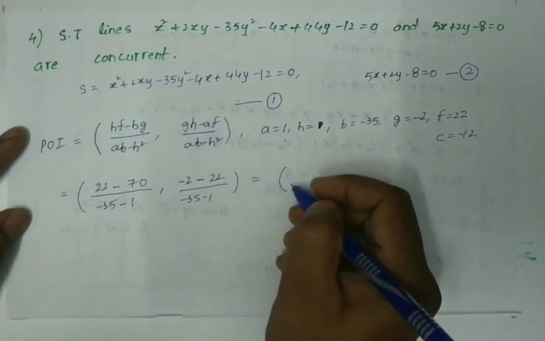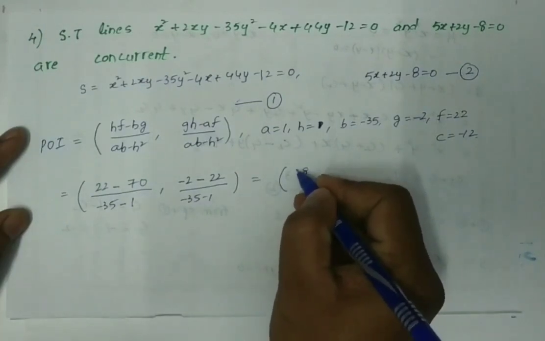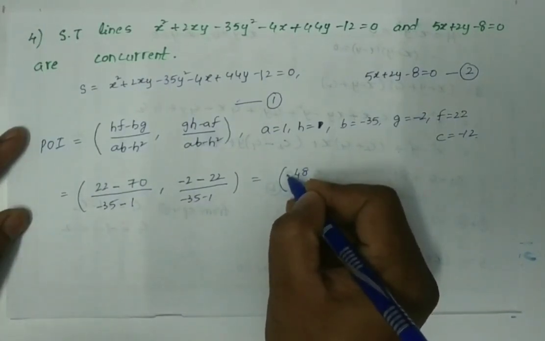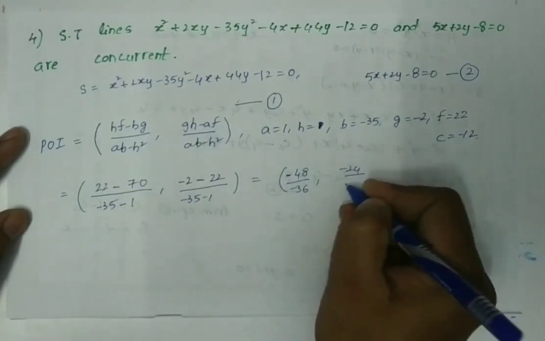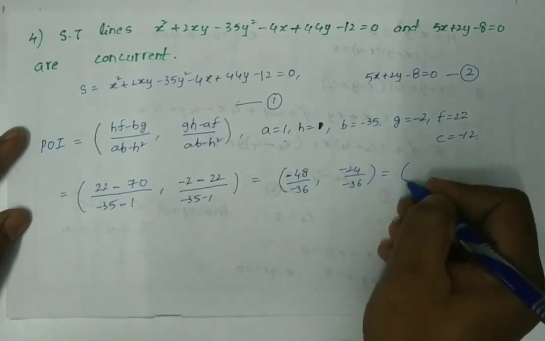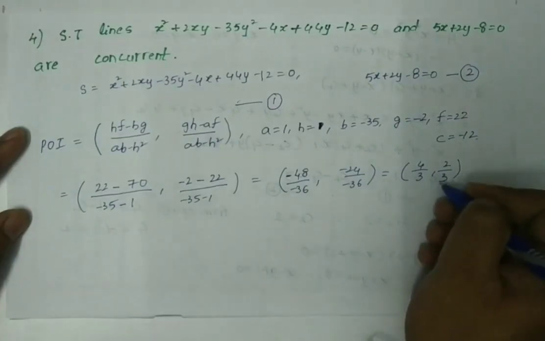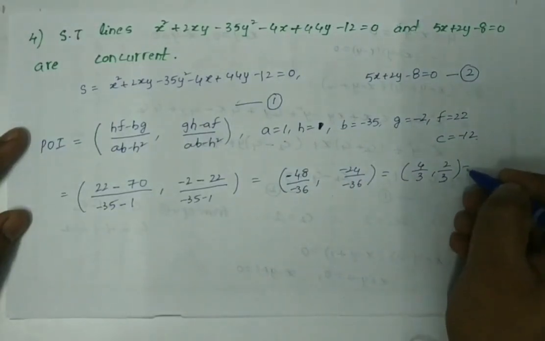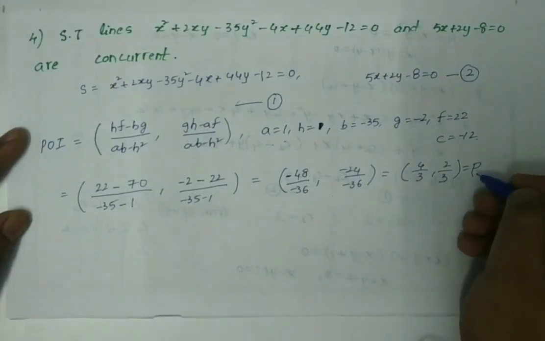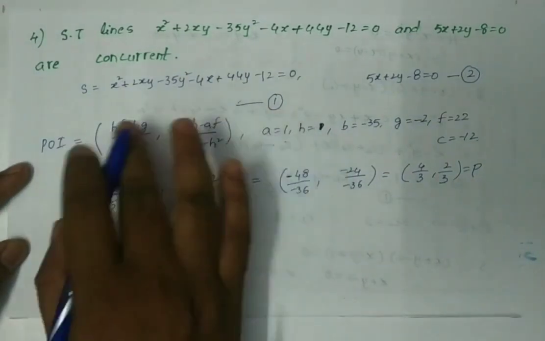Okay, so which is equal to 22 minus 70 is nothing but 48 minus 48 by minus 36. Similarly, minus 24 by minus 36. Okay, so now which is equal to 4 by 3 and 2 by 3, which is the point of intersection of the lines represented by the equation S is equal to 0. Let us name this coordinates as P. Okay, P is the point of intersection of the lines represented by the equation S is equal to 0.